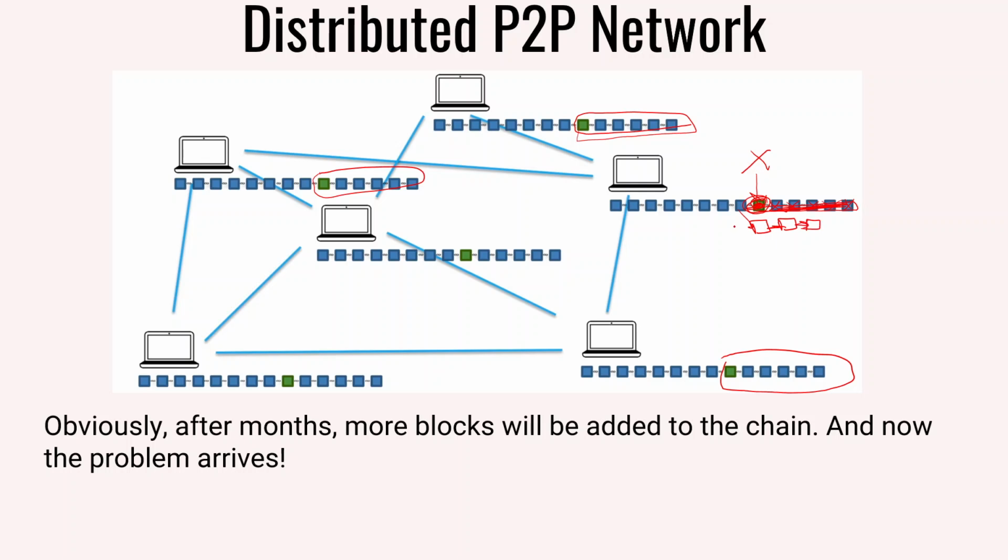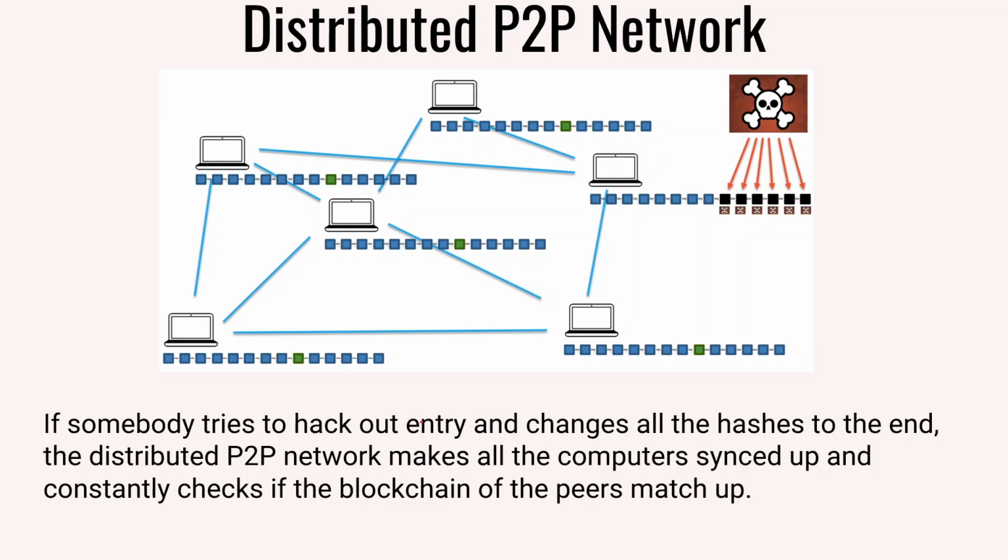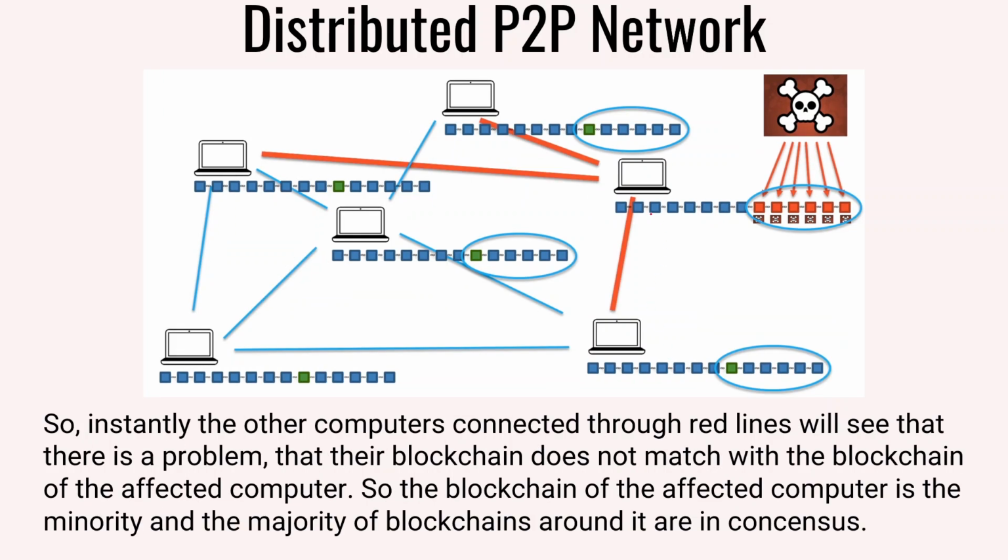And this is what is written here. If somebody tries to hack an entry and changes all the hashes to the end, like I discussed, these are all tampered. The distributed peer-to-peer network keeps all the computers synced up and constantly checks whether the blockchains of these peers match up. So, as I said, this computer will see that these blocks are tampered, and instantly the other computers connected through the red lines, which means this one and this one, will see that there is a problem and their blockchain does not match with the blockchain of the affected computer.